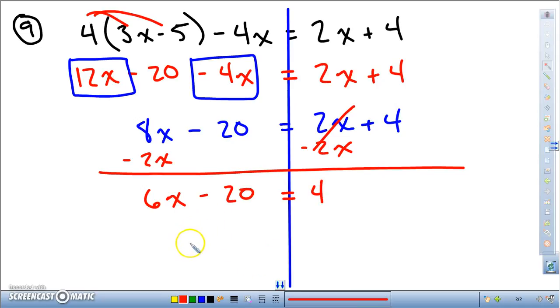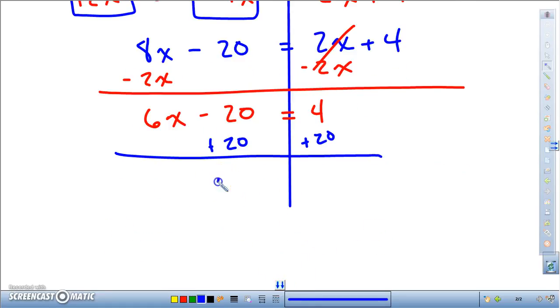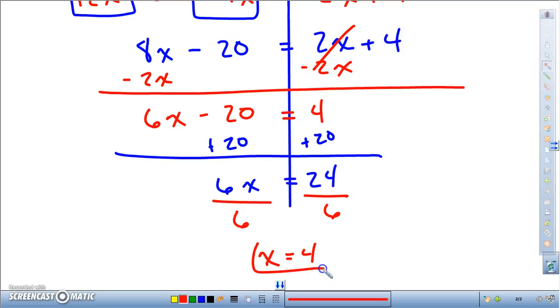And now I'm back to what I did in number 1, where I have just a two-step equation. Isolate the variable by adding 20 to both sides. Your 6x comes down. 4 plus 20 is 24. And then my last step is to get my coefficient of 1 on the variable by dividing both sides by 6. So x will be equal to 4.